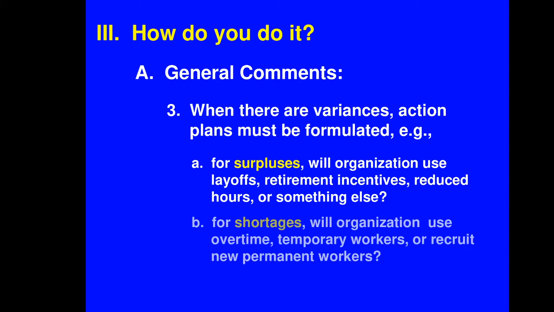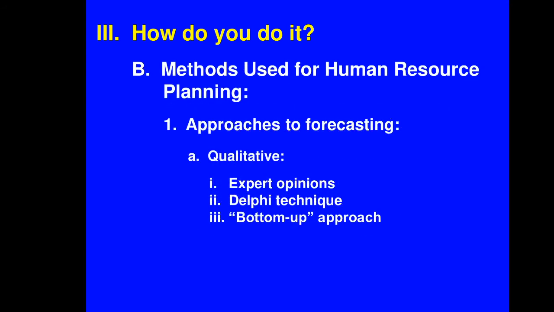And then one more thing is for shortages, the organization will be using overtime, and then they'll be appointing some temporary workers, or else they'll be recruiting new permanent workers. So if there is a shortage, they will be having their own strategies, and if it is surplus, they will be having their own strategies depending upon the organization type. And then, how do they do it? So these are actually the methods used for human resource planning.